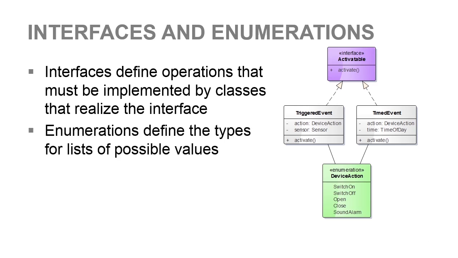Enumerations are used to create lists of values for types that we want to use in the system. Device state and device action, which have been mentioned in other movies, are examples of types that could be implemented using enumerations. The diagram here shows the two kinds of event, both realizing the activatable interface and having an association with the enumeration device action, which defines a list of permitted actions.